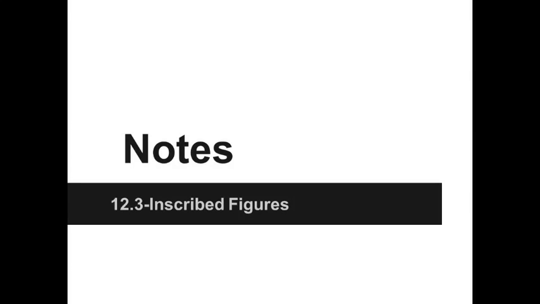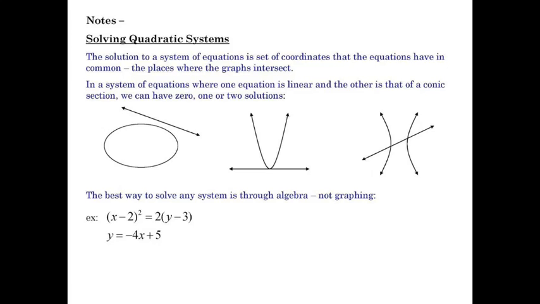Alright, so we're going to talk about our inscribed figures and our three-dimensional rotations of these conic sections. So we start by thinking about quadratic systems as we start to look for solutions between these systems. I can have an ellipse and a line, or a parabola and a line, or a hyperbola and a line. We have different things for solutions, but basically we're looking where the graphs cross, where they intersect.